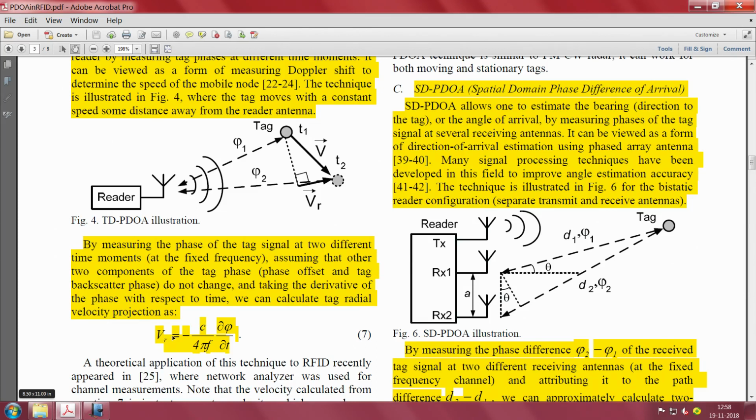So, you can see that Vr is equal to minus c divided by 4 pi f times ∂phi by ∂t. This is the basic principle of trying to estimate the velocity of the tag using these phase signals that you measure at two different time intervals. This is essentially the core idea of TD PDOA.